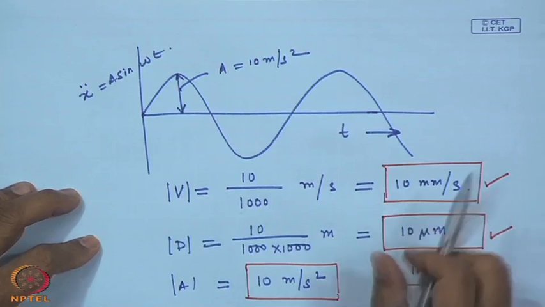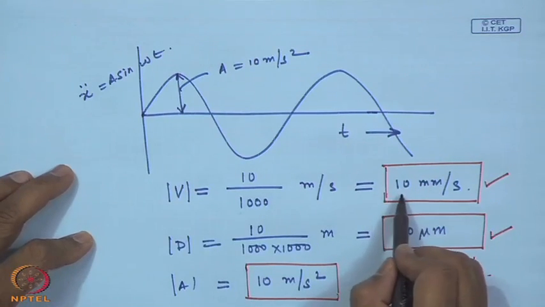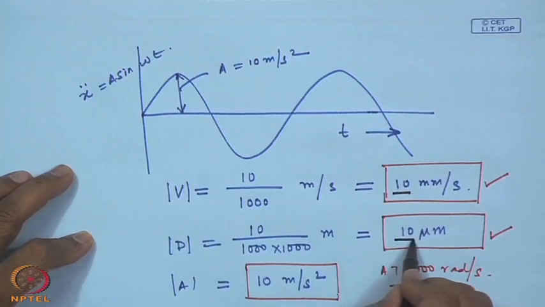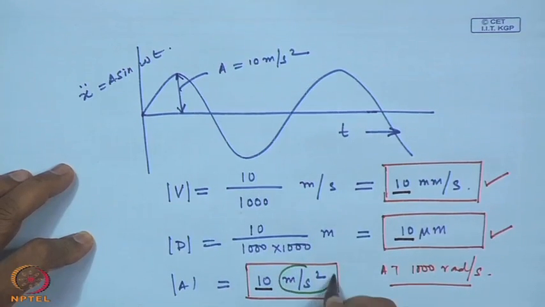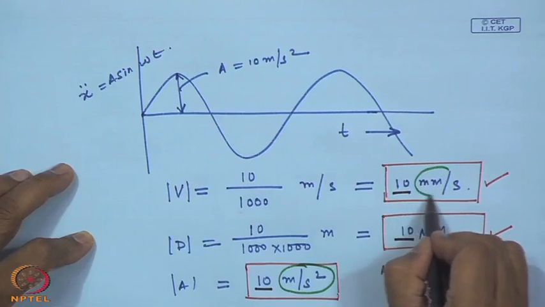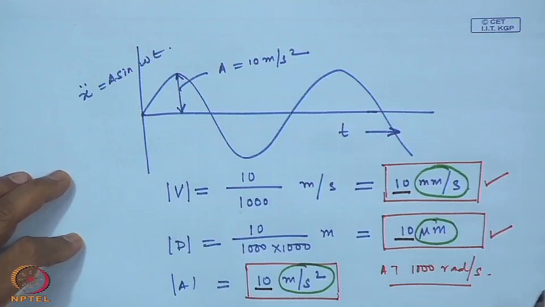So, to remember, a good rule of thumb in the field is this is 10, this is 10, this is 10. Only thing that we have to be careful about is the units. One is in meters per second square, other is in millimeters per second, and other is in micron.